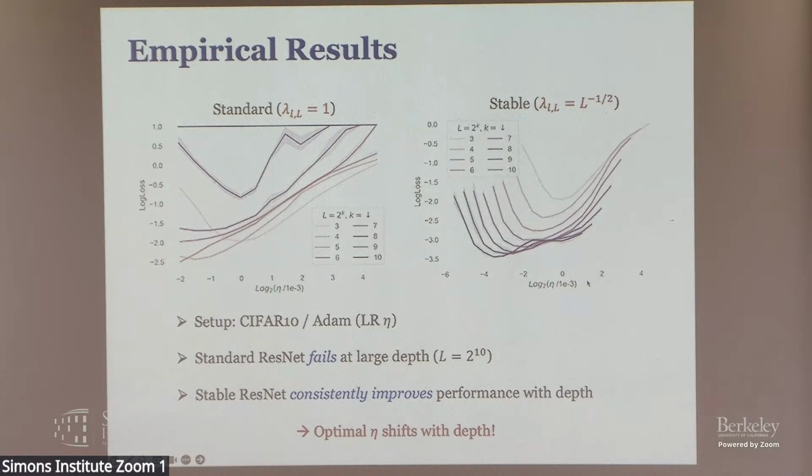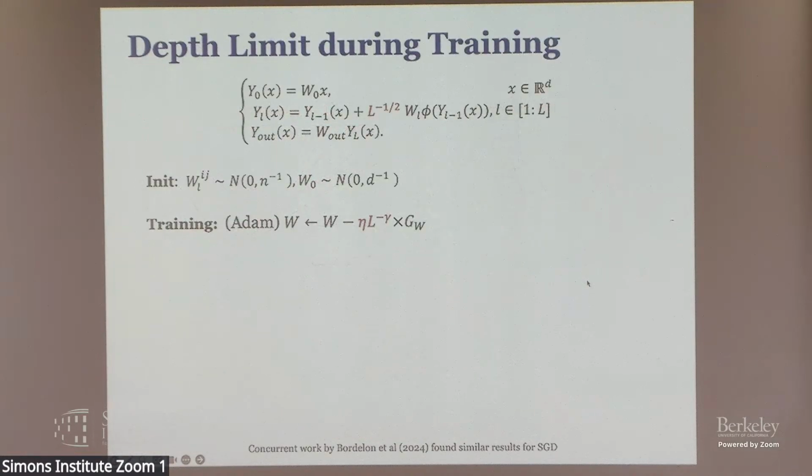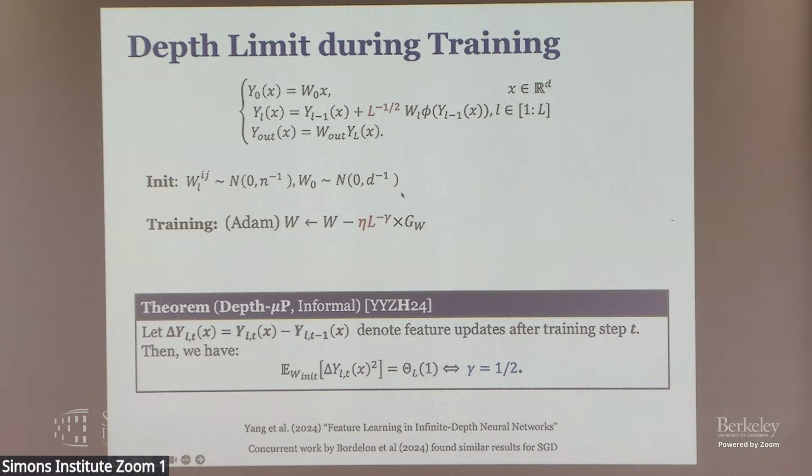Okay. So to study this, we assume here that we put 1 over square root of depth in front of this residual architecture, and now we parameterize the Adam learning rate with depth as well. So we put eta times depth to the power minus gamma, where gamma is some constant. When we put this in, this is what we call depth mu p. I'm going to explain what that name means.